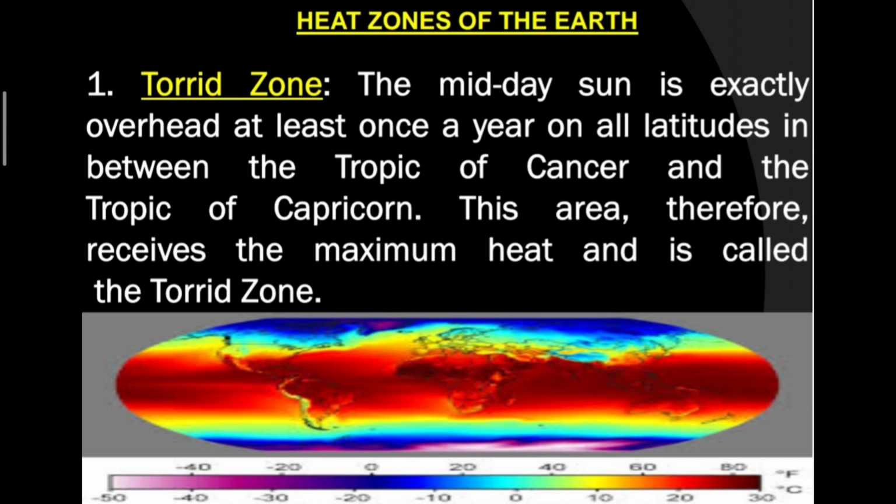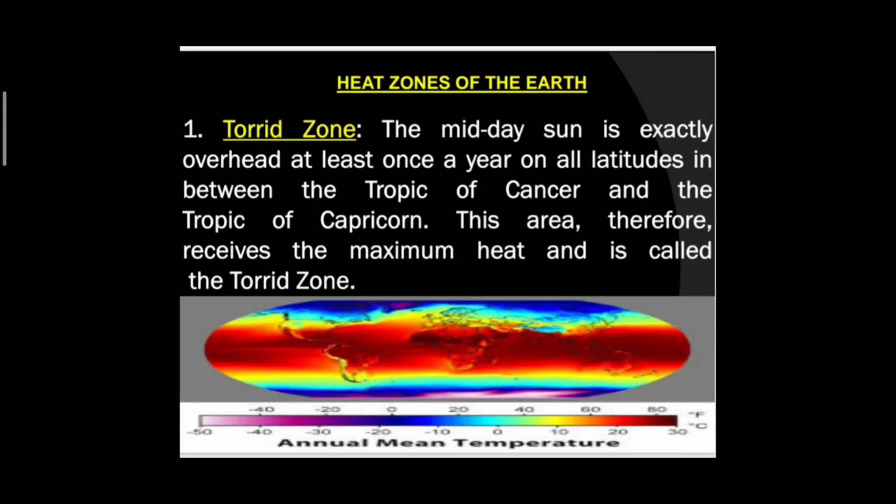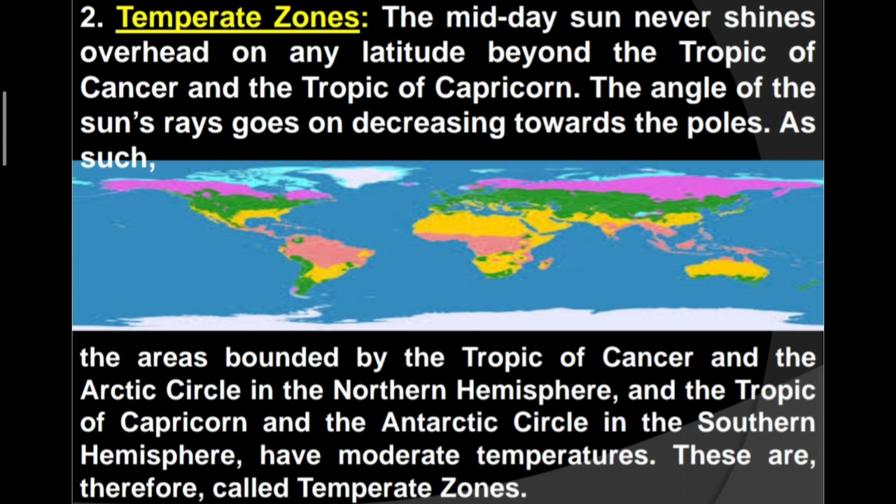Number 1, torrid zone. The midday sun is exactly overhead at least once a year on the latitudes in between the Tropic of Cancer and the Tropic of Capricorn. This area therefore receives maximum heat and it is also known as the torrid zone. Second one is the temperate zone.